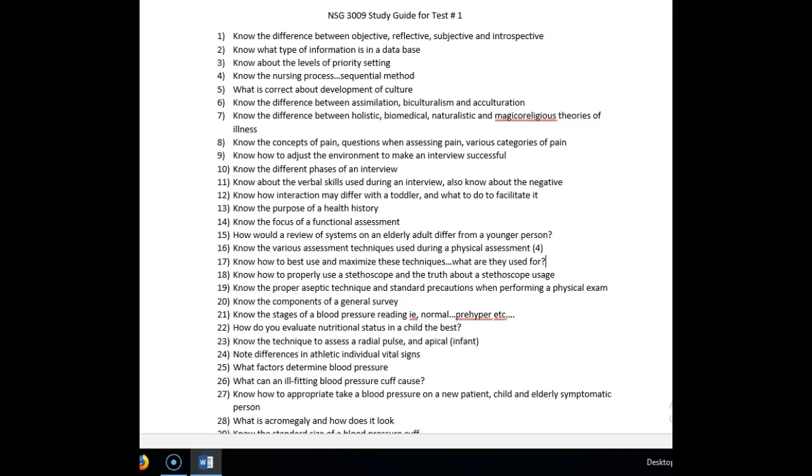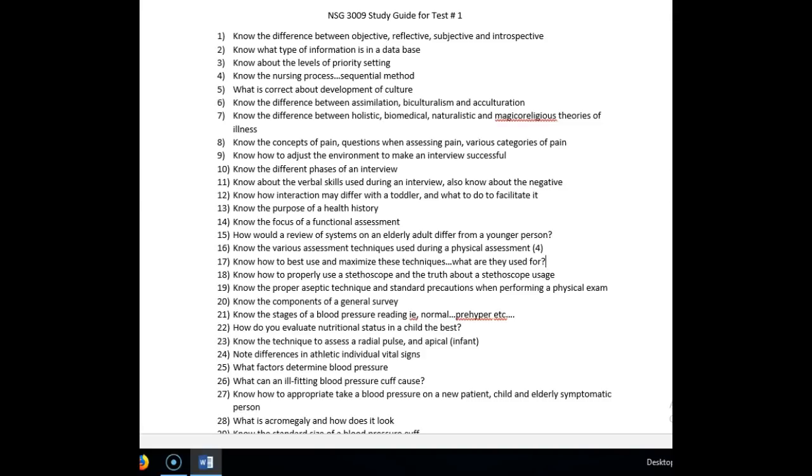That's biomedical. Whereas the magical religious perspective holds that there's a supernatural force dominant and it causes illness or health issues in a person. So know the difference between those. Know the concepts of pain.